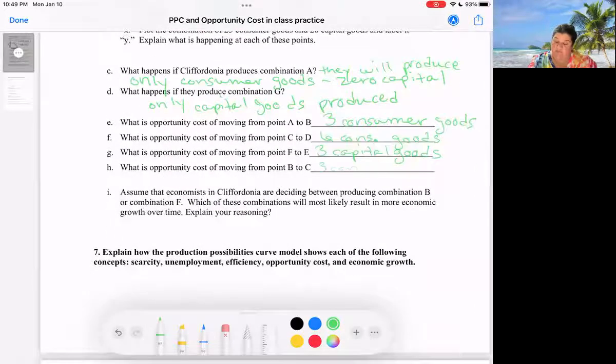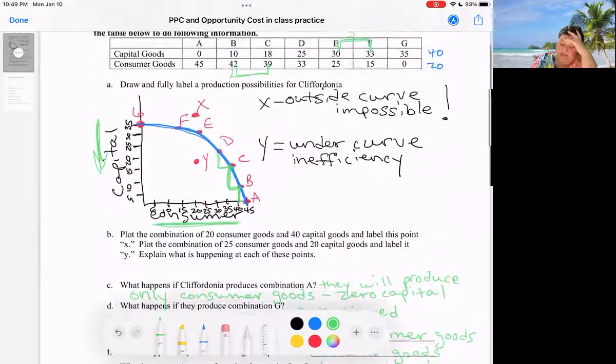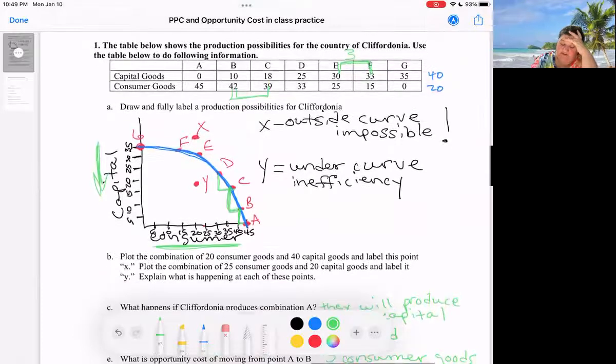Now I'm going to add one for you. What is the opportunity cost of moving from Y to E? That opportunity cost is 0. It did not cost me any additional consumer goods to make a vertical shift upwards to maximum full efficiency to that point on the curve. So when you move from a point of inefficiency to a point of efficiency, the opportunity cost is 0.